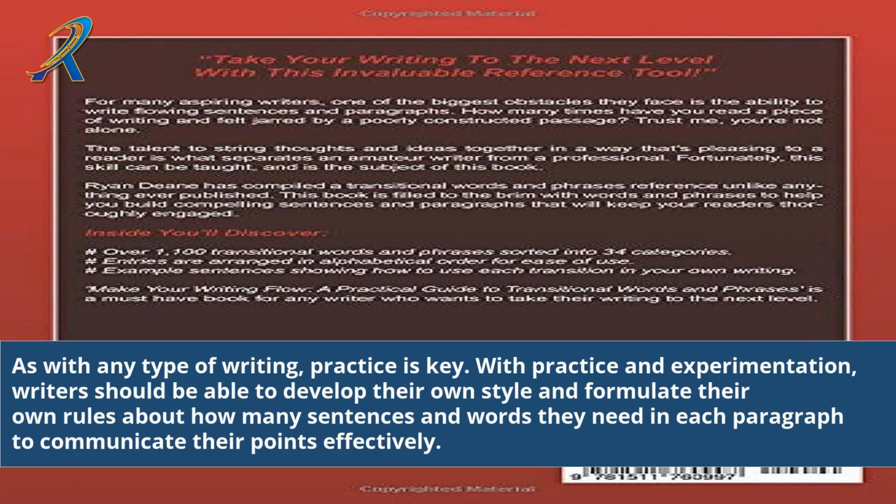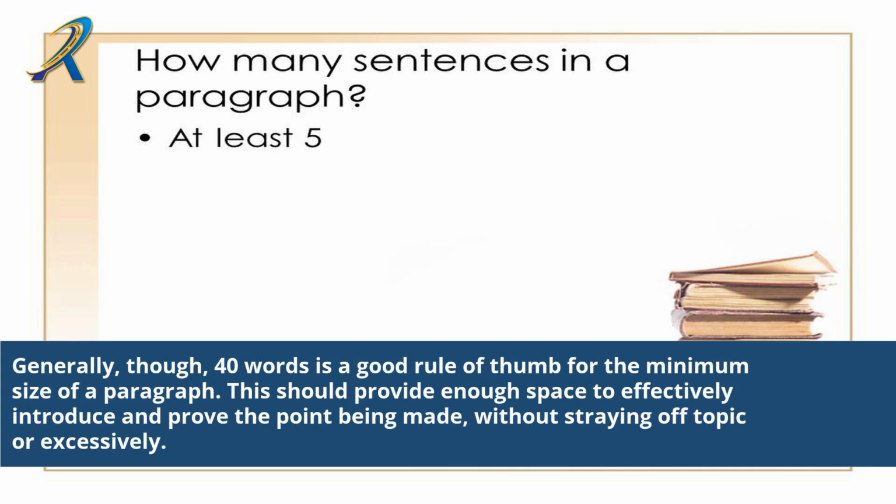As with any type of writing, practice is key. With practice and experimentation, writers should be able to develop their own style and formulate their own rules about how many sentences and words they need in each paragraph to communicate their points effectively. Generally, though, 40 words is a good rule of thumb for the minimum size of a paragraph. This should provide enough space to effectively introduce and prove the point being made, without straying off topic or running on excessively.